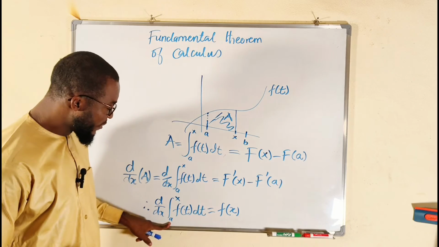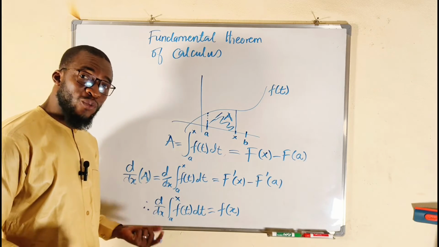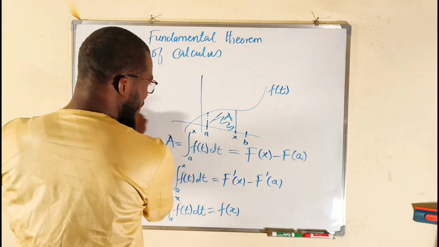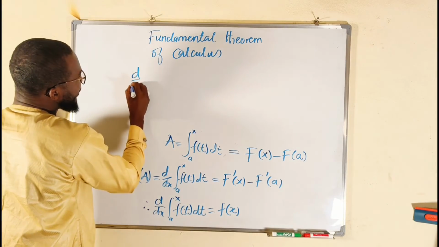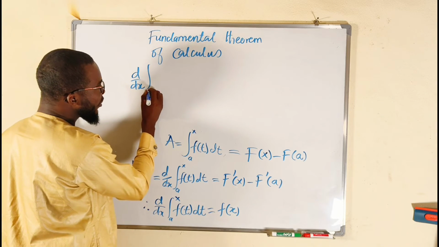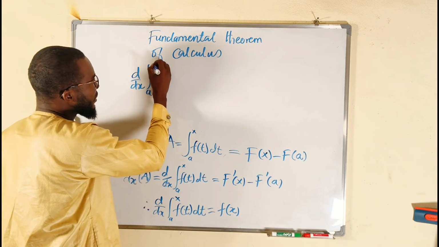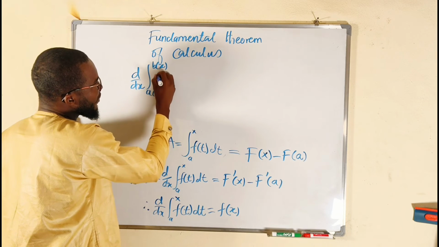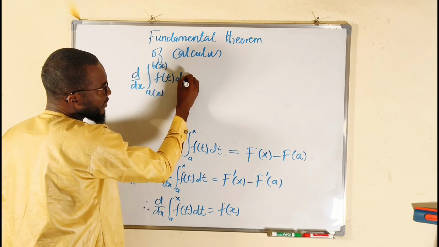It could be another function, and this is x. It could be 2x or x squared. Let me show you the general formula. d over dx of the integral, the lower limit, let me call it a of x, could be any function, and this is b of x, of the function f of t dt.